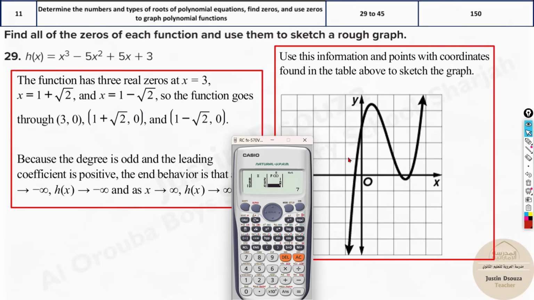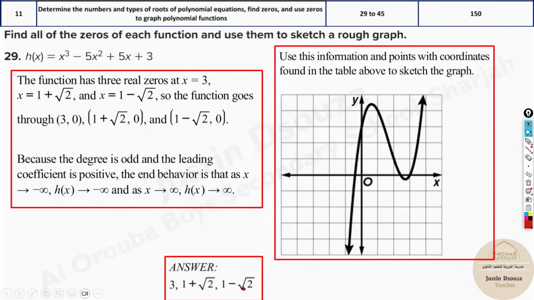You can easily match the graph. Only one graph will match at all the points. The others are wrong solutions, so you can discard them. That's how we solve this graphing problem, and these are the solutions.